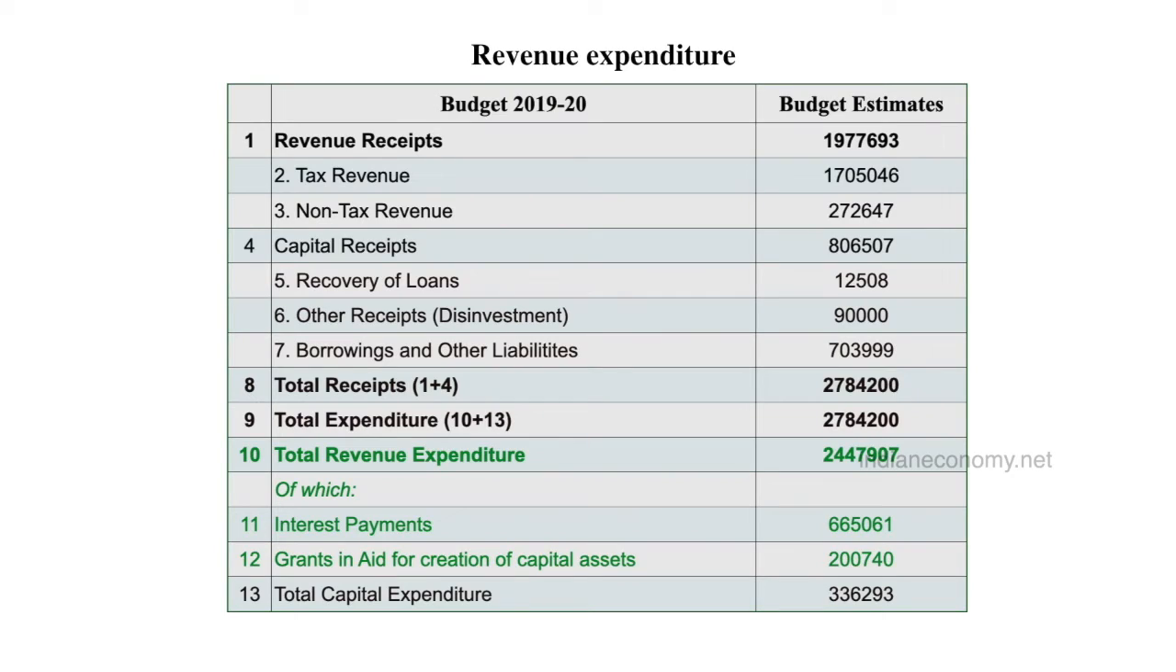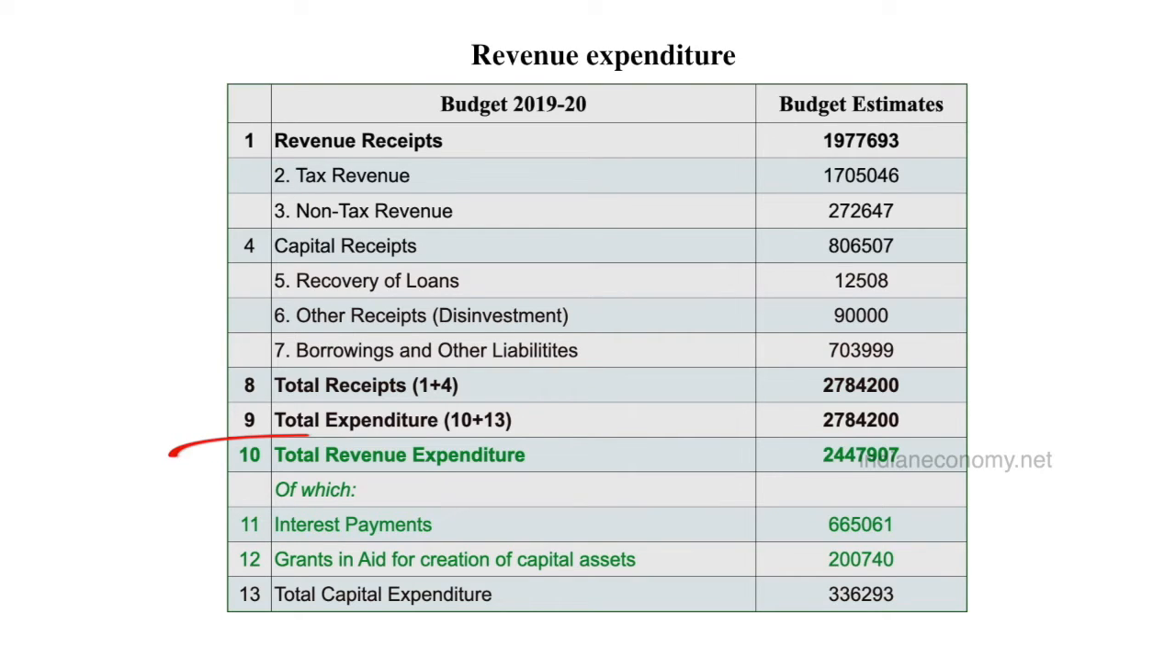You just look into the table. Revenue expenditure is 24,47,907 crores rupees in a budget of 27,84,200 crores rupees. So of the total expenditure, the revenue expenditure share is 88%. That shows the significance and the size of revenue expenditure. That means around 88% of the government expenditure is used by the government to run its own machinery or to finance its own day-to-day activities.